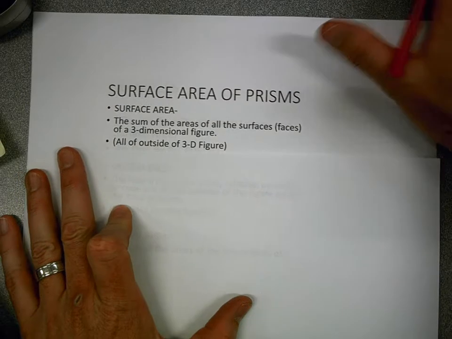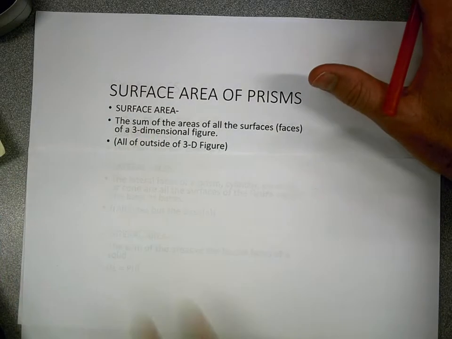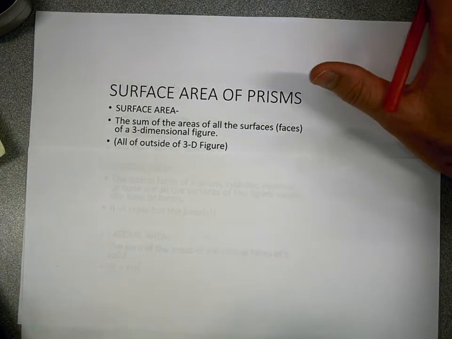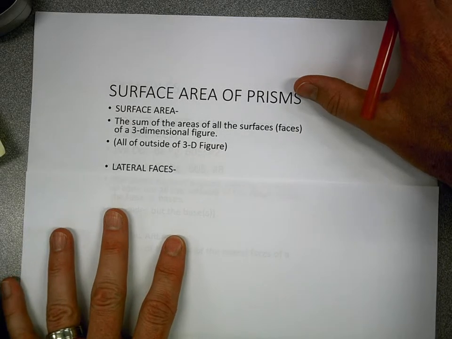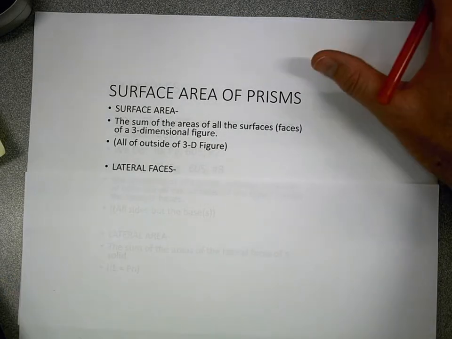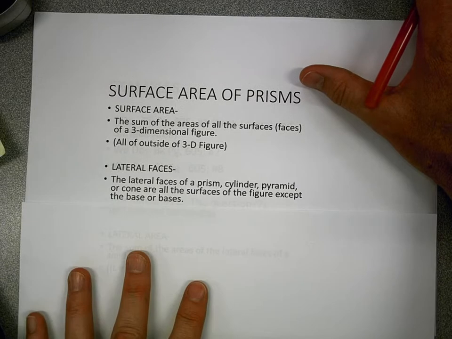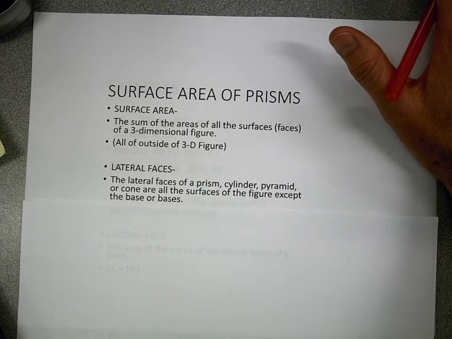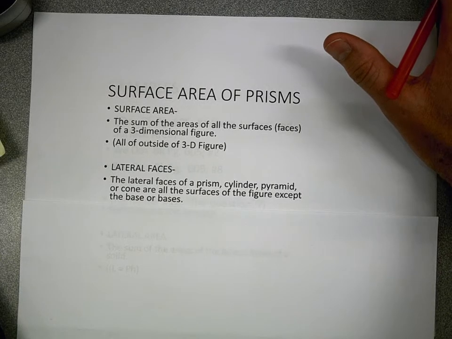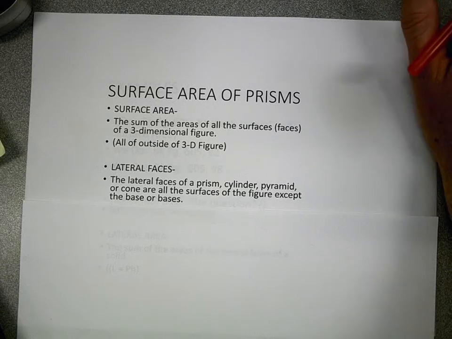Now I'm going to show you guys a couple of other things, and according to the definitions, they may or may not make sense. That's okay. We're going to talk about it here in a second. The next one is lateral faces. Everyone? Lateral faces. So here's what lateral faces are. It says the lateral faces of a prism, cylinder, pyramid, or cone are all of the surfaces of the figure except the base or bases.